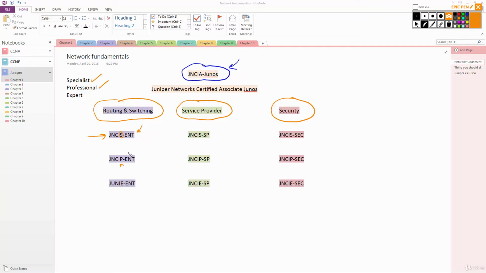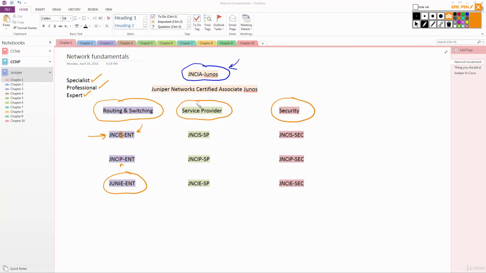And the JNCIP Enterprise certification is a lot more in depth than the entry level. Okay? And then you have this E, which is an expert, which is actually a real lab. I mean, you have to physically go to a location and do a lab where you have equipment that you have to configure and so on and so on.